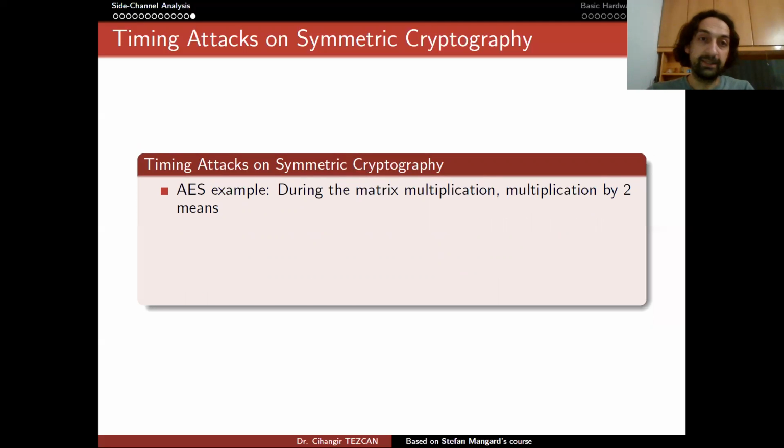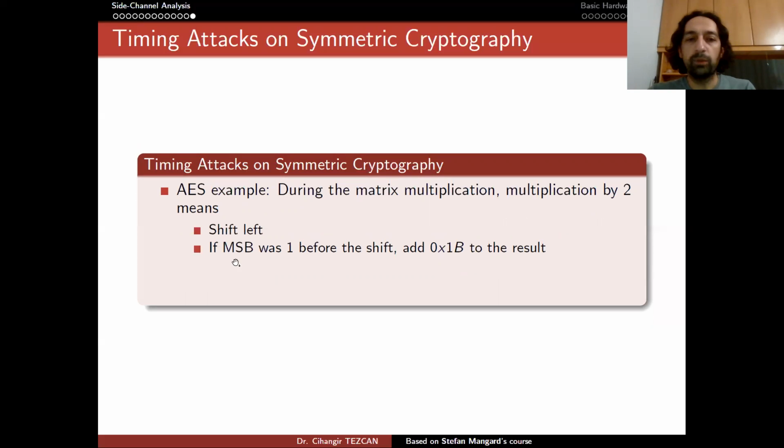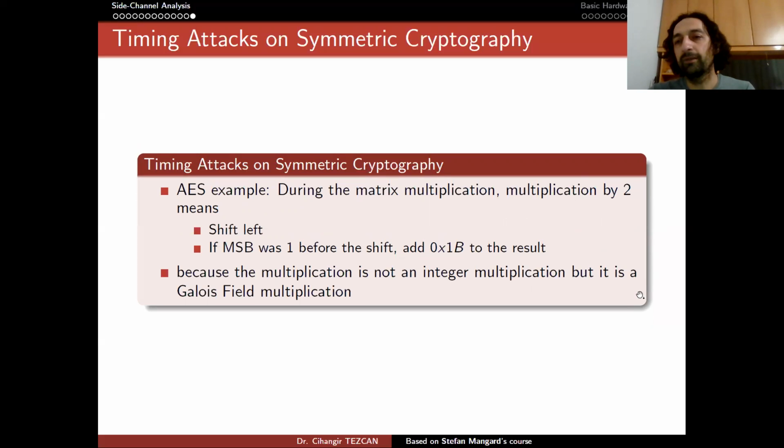So let's see an AES example. During the matrix multiplication, multiplication by 2 means shift left. If the most significant bit was 1 before the shift, add this hexadecimal value to the result. You might wonder why multiplication by 2 is such a strange operation here. It is because this is not an integer multiplication, but a Galois field multiplication.